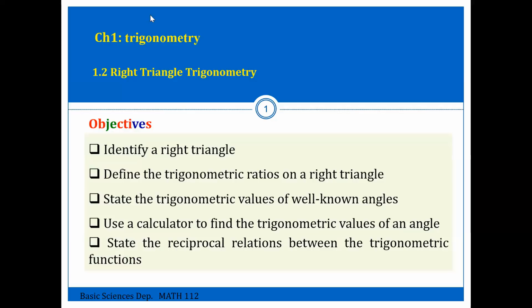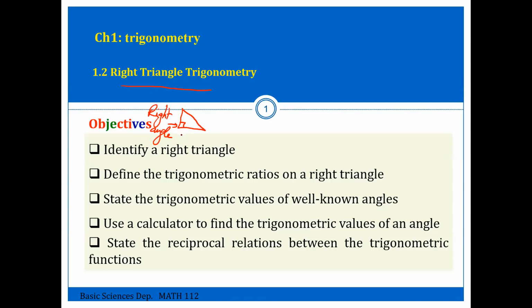Okay, let us start. So today we'll study section 2 of chapter 1, right triangle trigonometry. So we start with identifying right triangles. What does it mean, a right triangle? We see that this is a triangle with a right angle. We saw last week. What's a right angle?